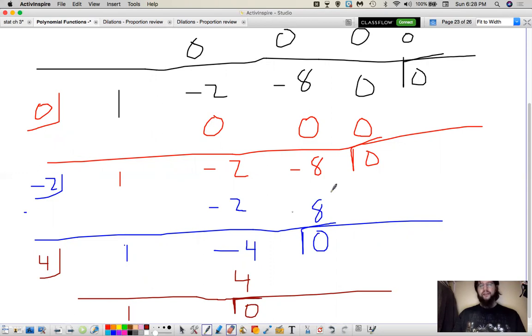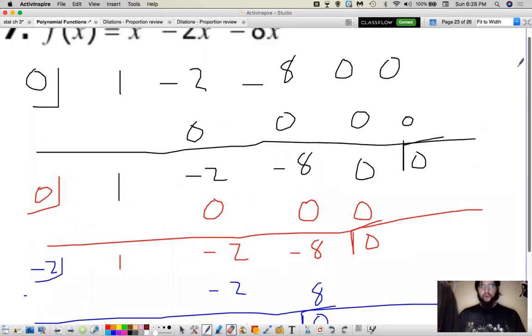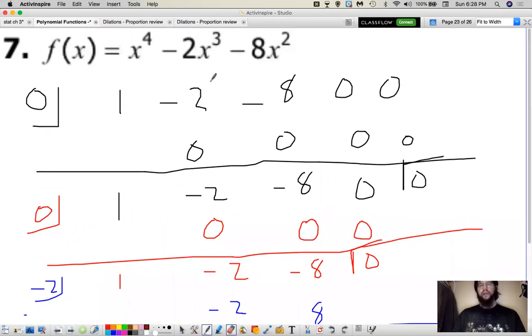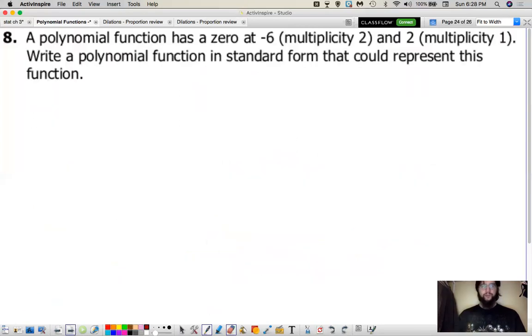So you can use synthetic division to see how many times your zeros solve your polynomial, which is what your multiplicity is. How many times does it solve it? 0 solved it twice in this case. As you saw, it did not solve it 3 times. So the multiplicity is 2.